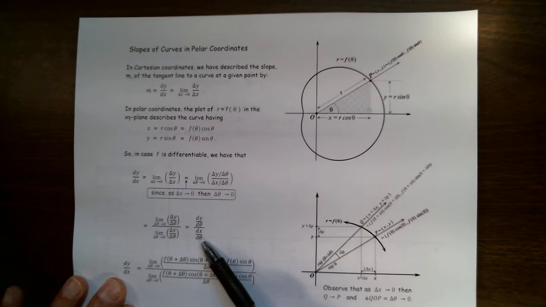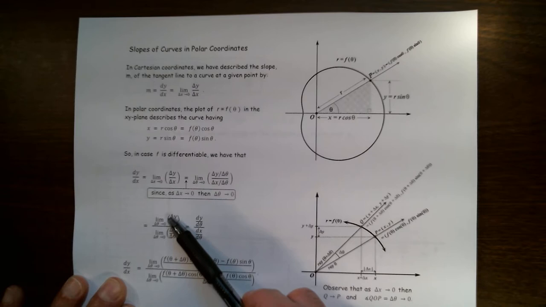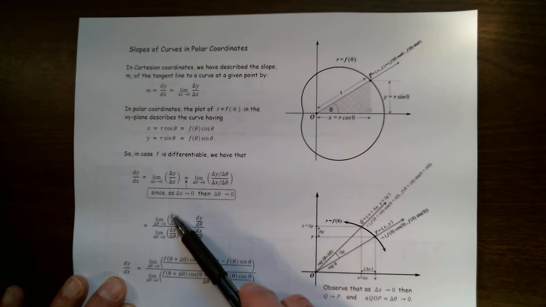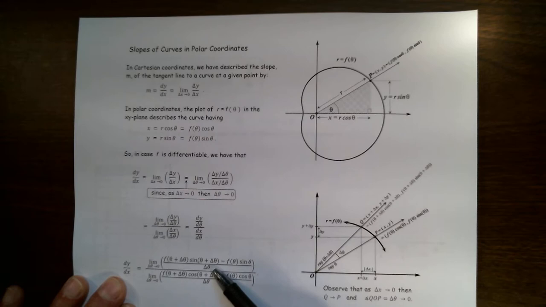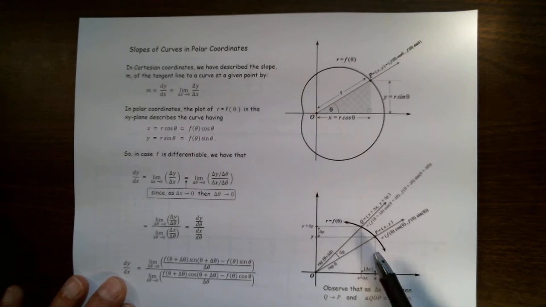And so again, in more detail, this change in y over change in theta would be the difference in the y coordinates, the y coordinate at Q minus the y coordinate at P, divided by delta theta, which would be this numerator. The change in x over the change in theta represents the difference in the x coordinate of Q minus the x coordinate of P, divided by the change in theta. So this is simply an expansion of our limit formulation.